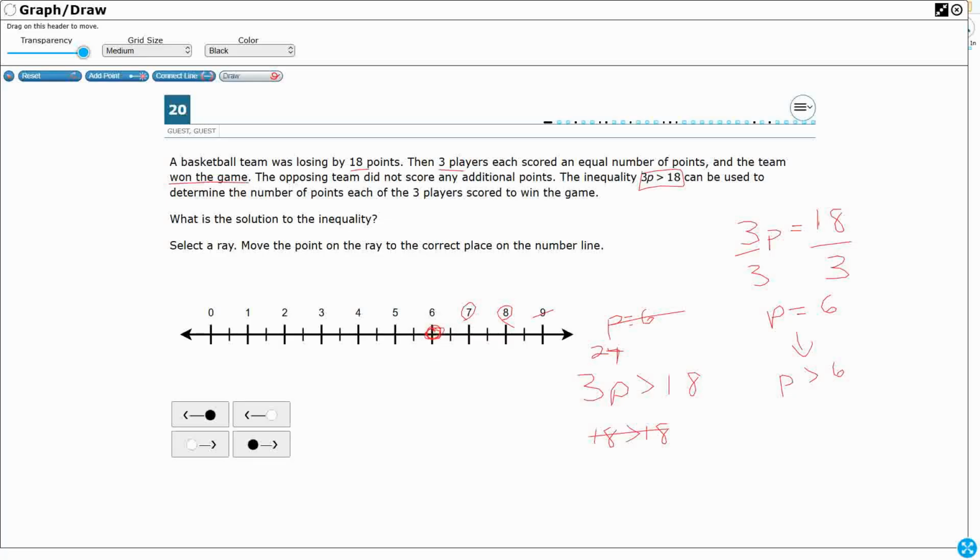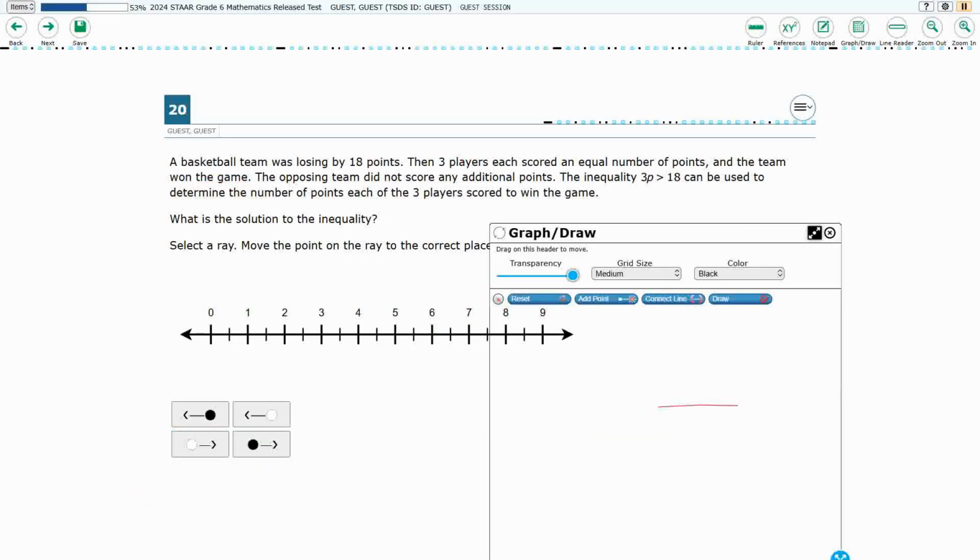So I'm going to put a circle here, and I can put my arrow over here. They have to be greater than 6. Now, I've got 2 options. These 2 down here, open circle or closed circle. Well, the open circle means do not include whatever number we put it on, and the closed circle means include. Well, can I include 6? We already looked at it. If p equals 6, then it's 18, and 18 is not greater than 18. 18 does not win the game, it ties the game. So we're going to need an open circle.